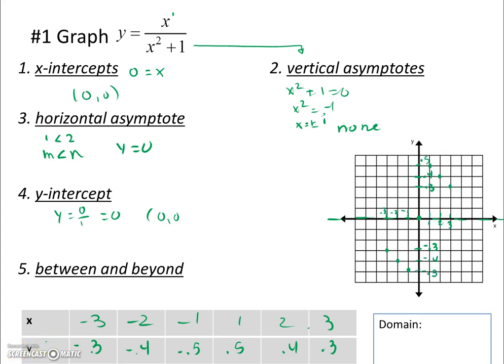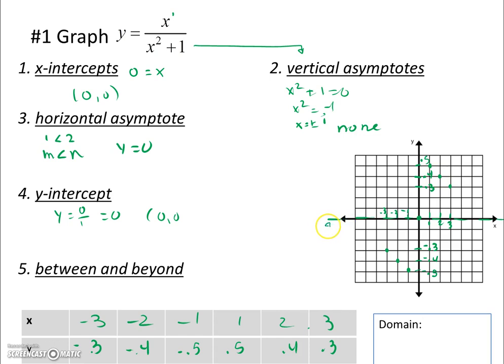Okay, so I went ahead and plotted these points. Since my y's were only going up to 0.5 and negative 0.5, I made each of these a 0.1 value. On the x's, they went by 1, so I went by 1s. So I have my dots plotted. I know that my graph is going to approach my asymptote.